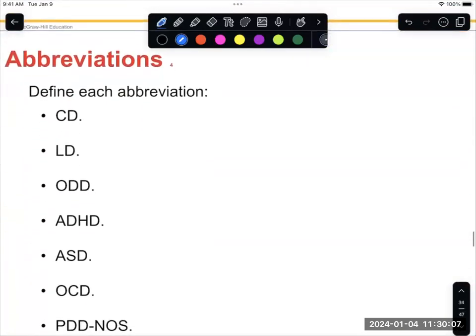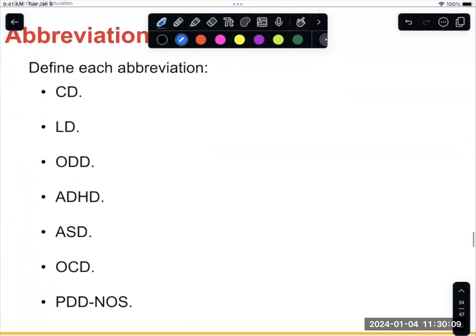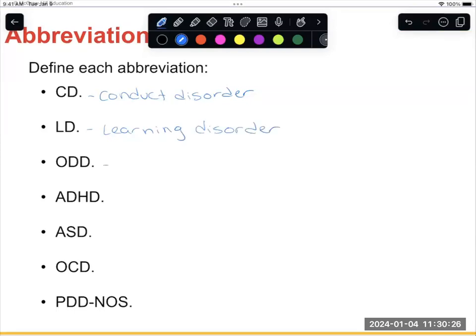So let's go through some of these abbreviations. CD, conduct disorder. LD, learning disorder. ODD, oppositional defiant disorder.